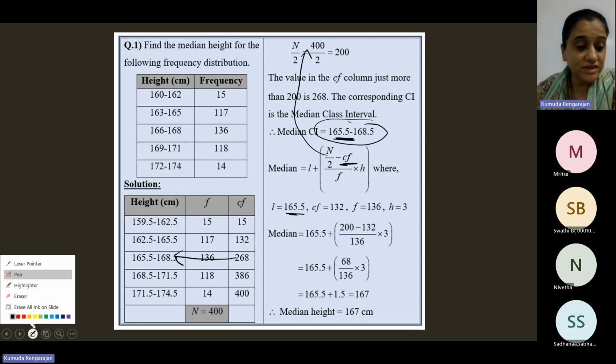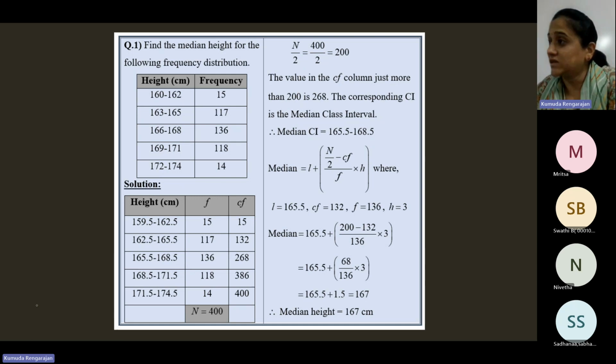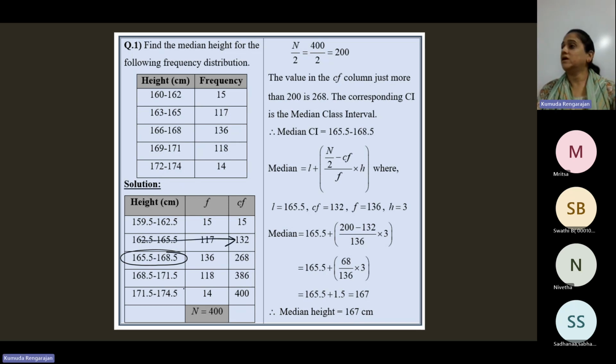Then CF. CF is the cumulative frequency of the class just before the median class interval. So which is the median class interval? This one, no? Before that is this class interval. This one is CF. Which is the class interval above the median class? This one. The corresponding cumulative frequency is the value of CF to be put in the formula. Okay, so it's simple.